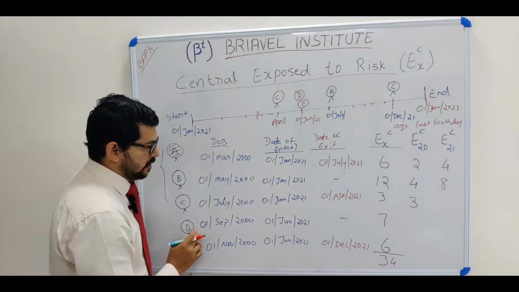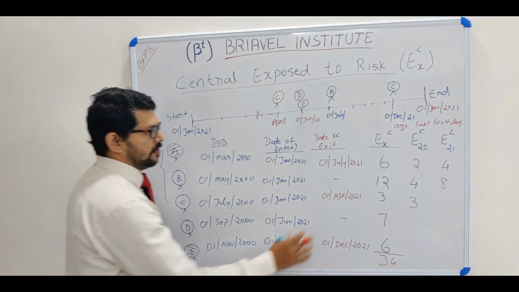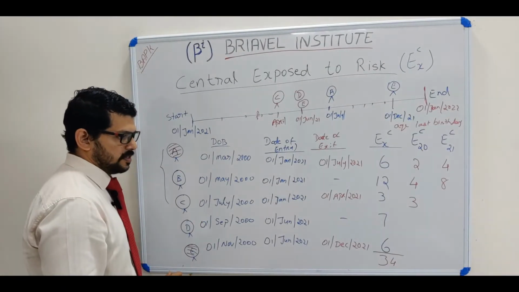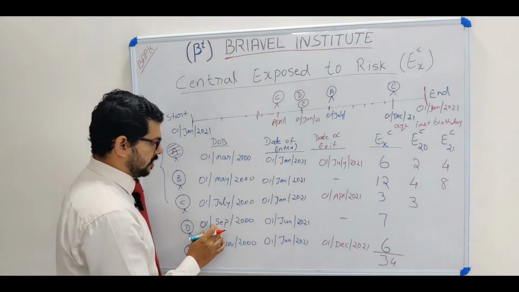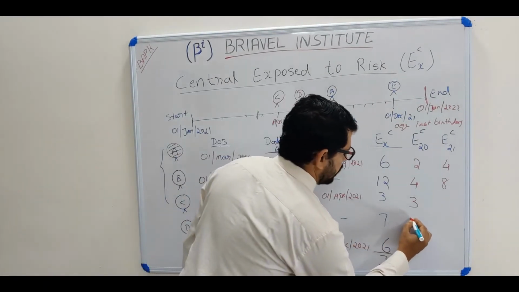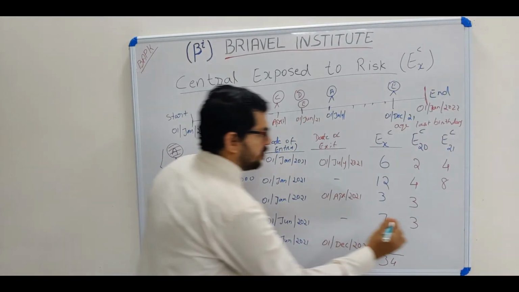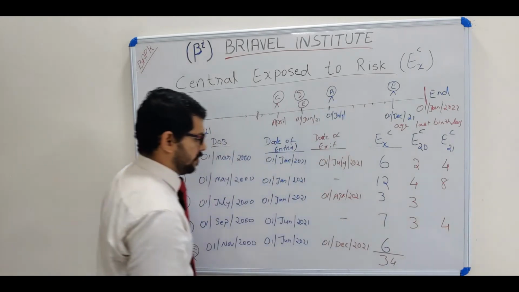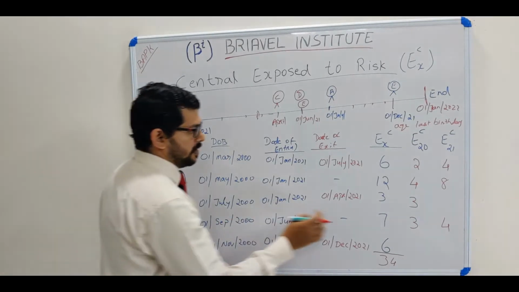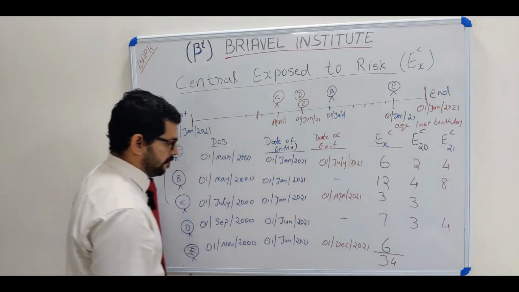And D entered on 1st June and continued in the observation for 7 months. 1st September is his birthday. So June, July, August, he spent 3 months at age 20. The remaining 4 months, 1st September, October, November, December, he spent at age 21.